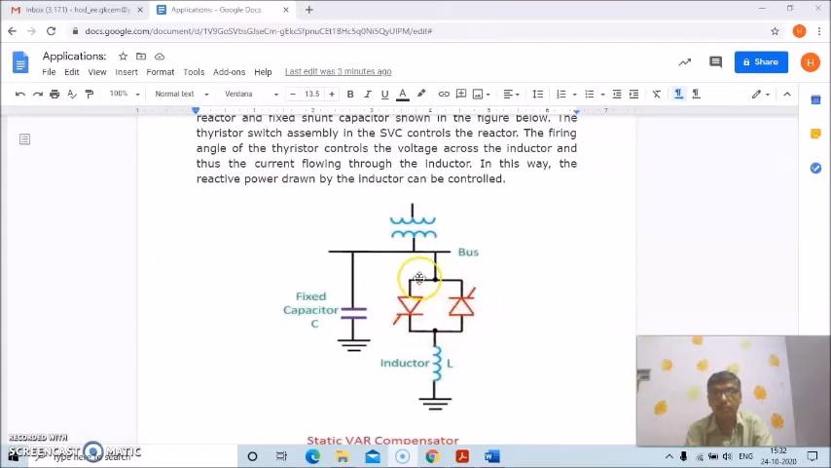In the thyristor switch SVC, the firing angle of this thyristor controls the voltage across the inductor, and thus the current flowing through the inductor is controlled. In this way, the reactive power drawn by the inductor can be controlled.